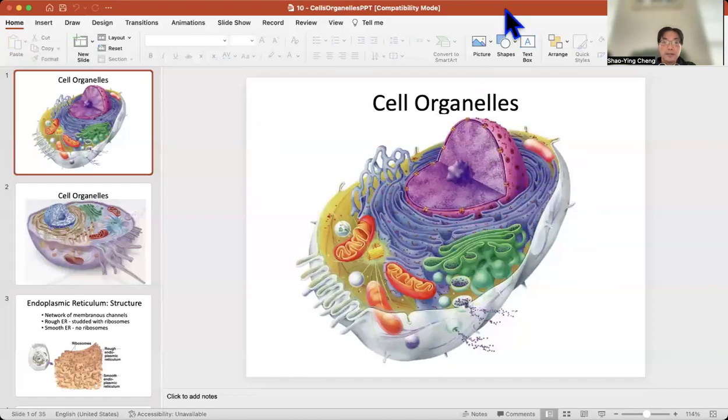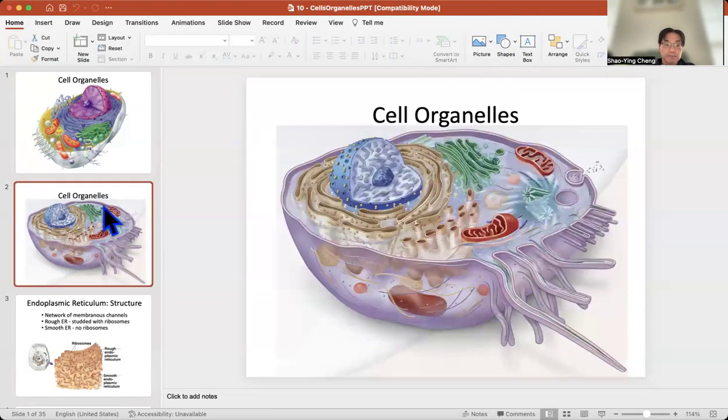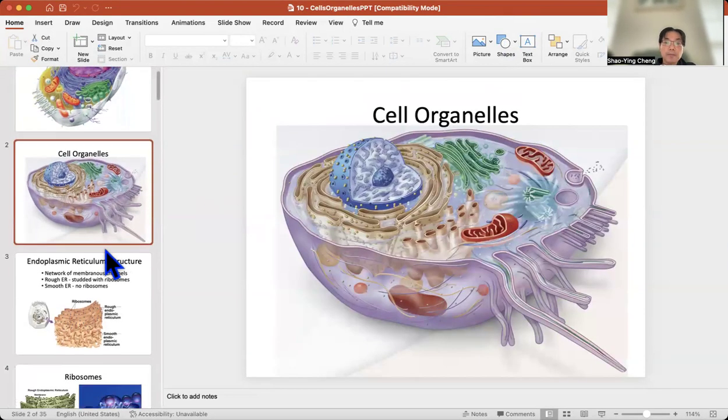We're in the cell organelle. And in this lecture, the main focus is to know each organelle's name and its function. Okay, let's get started. Inside the cell, you have a lot of organelles. It's like in your body, you have a lot of organs. Each organ has its function, so each organelle has its function.